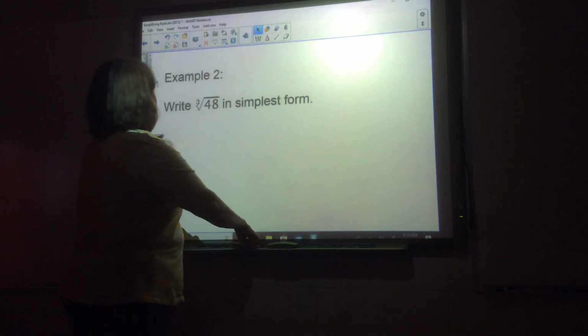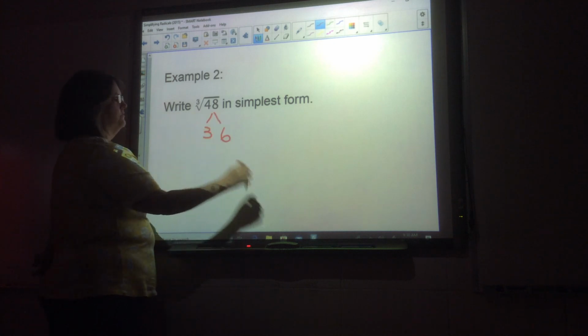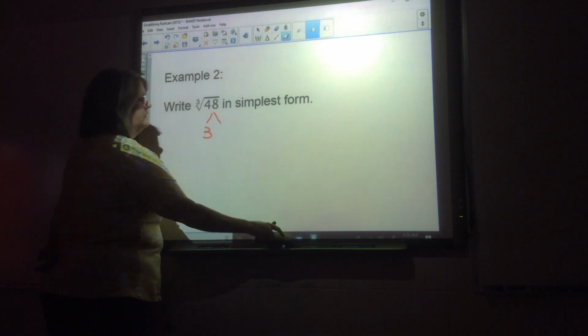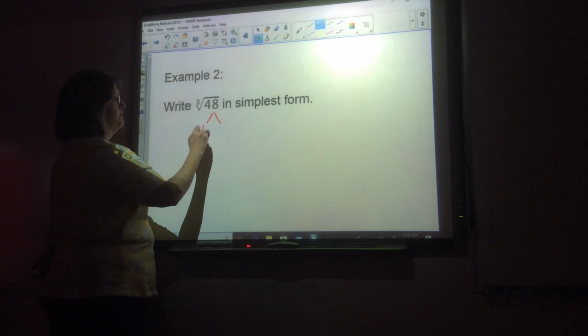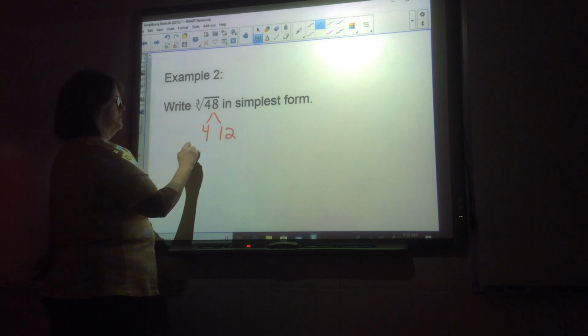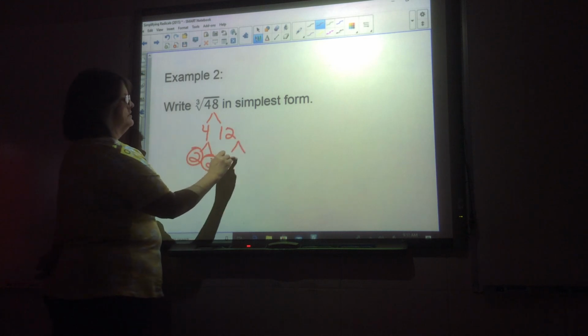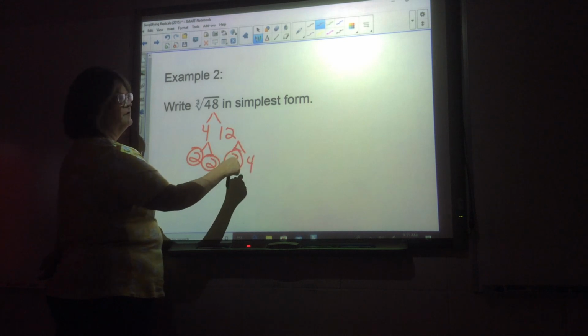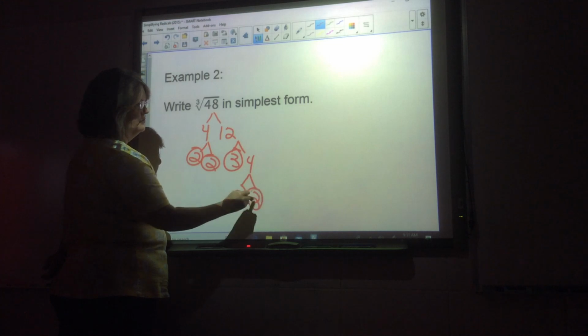Okay, so this is 3 times 6, not 3 times 6. Do not know what I was doing there. This is 4 times 12. 4 is 2 times 2. 6 is 3 times 2. Now, I could have used 2 times 6. It wouldn't matter. I'm still going to end up with the same numbers.